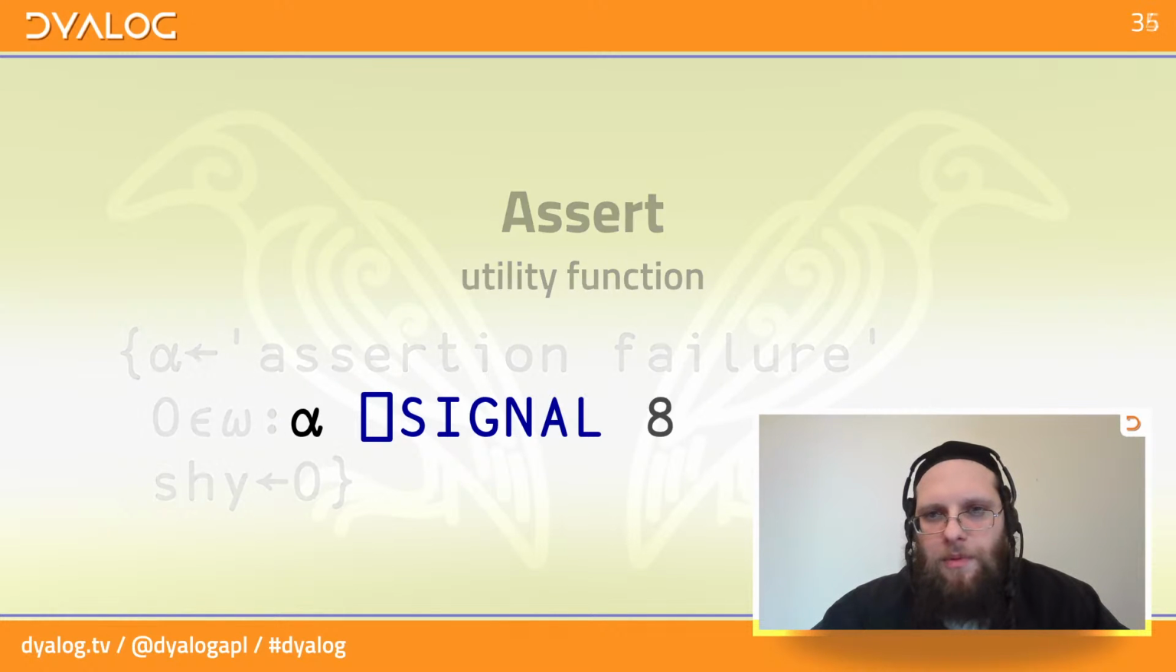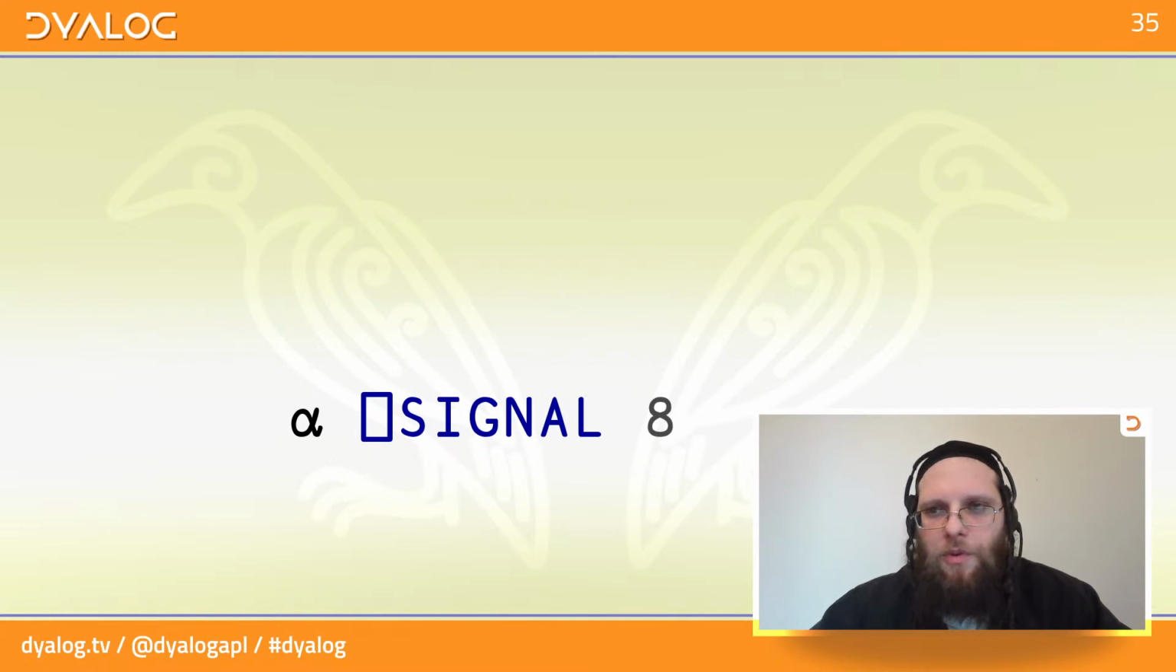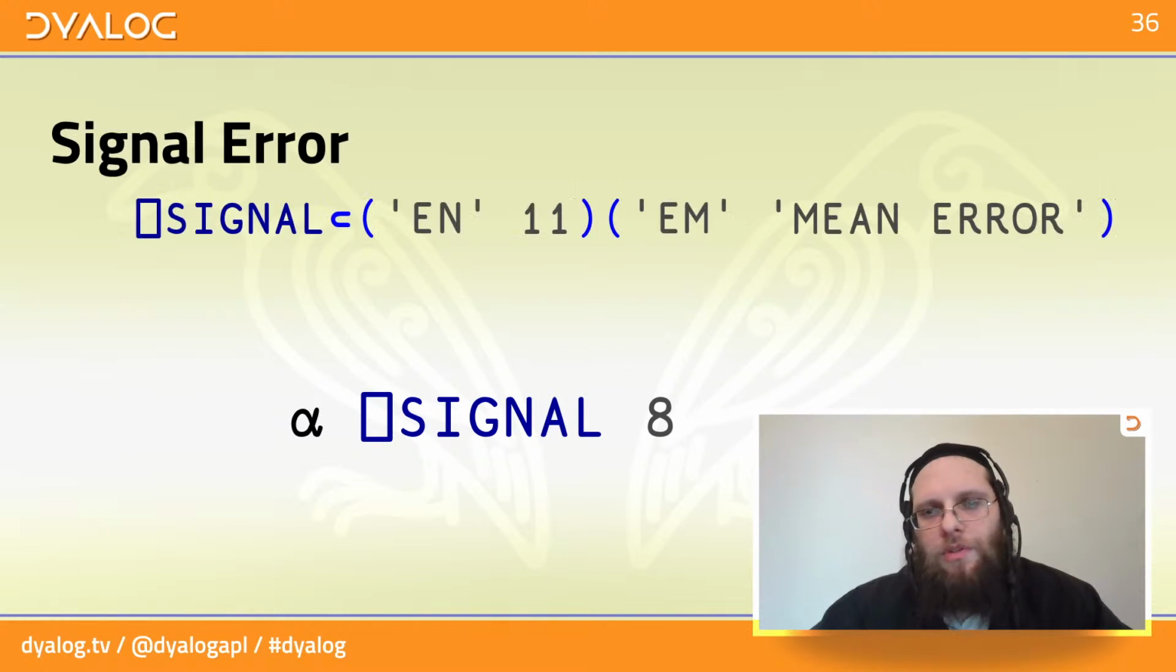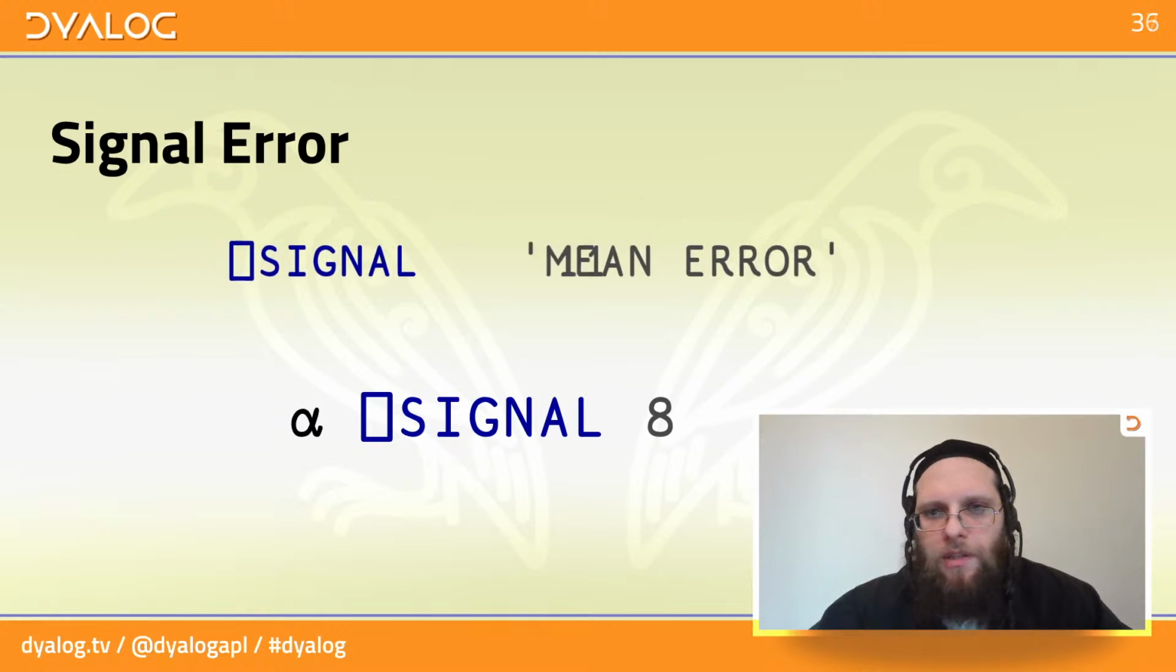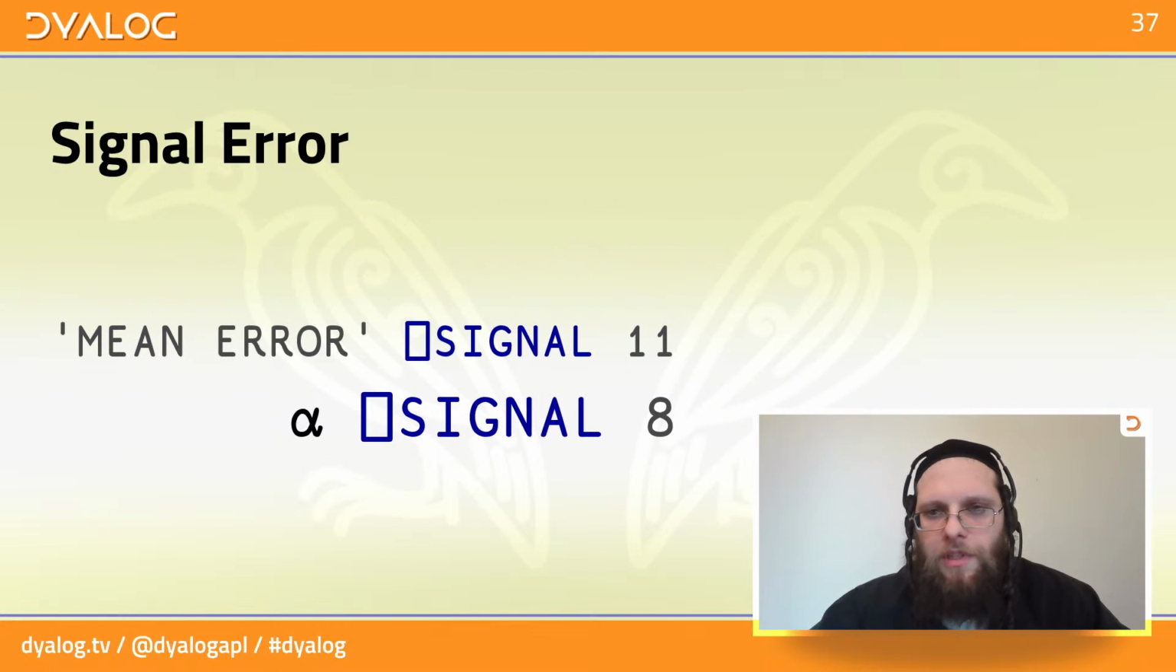However, it's really simple. If you want to give some details for ⎕SIGNAL, and the only things you want to give are the error number and the basic error message, then you're allowed to use the shorthand where you put the error message on the left and the error number on the right. And that's what we're doing here.